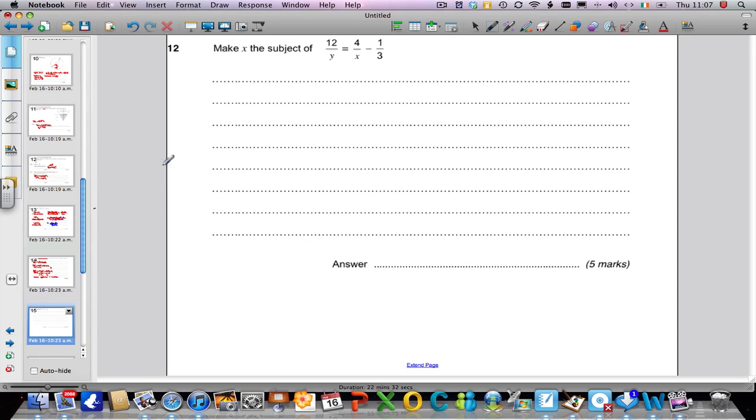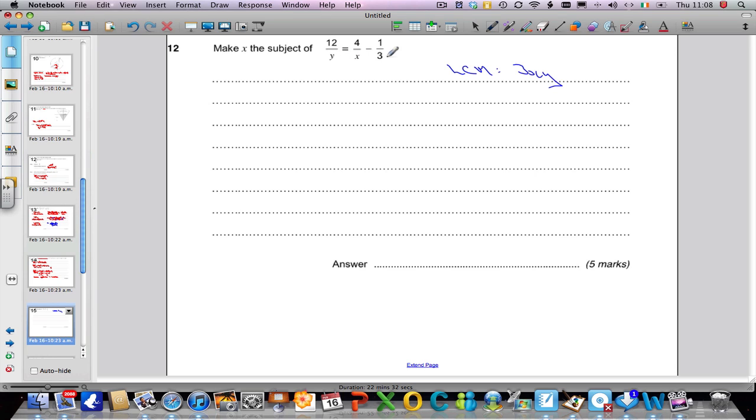On we go. Question 12, we're asked to make x the subject of the formula. Now this one looks nasty, but again, if you're any good with your algebra, you should be able to tackle this one. Right, I do not like this y and x underneath the line, so as denominators, I want to get rid of that. So I'm going to multiply everything by the LCM of the denominators, and the LCM of y, x, and 3, the lowest common multiple, is 3xy.